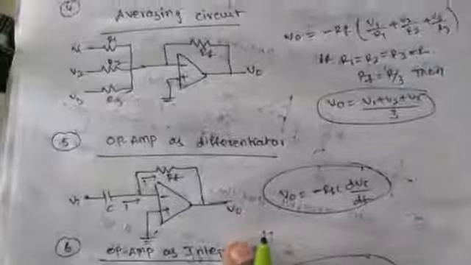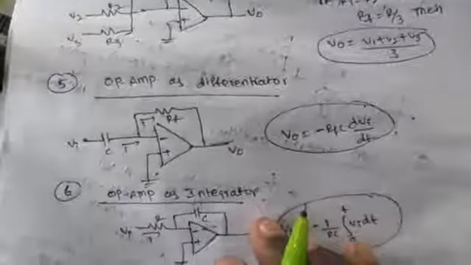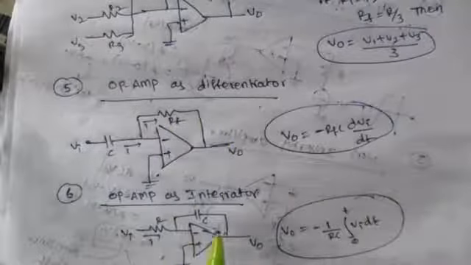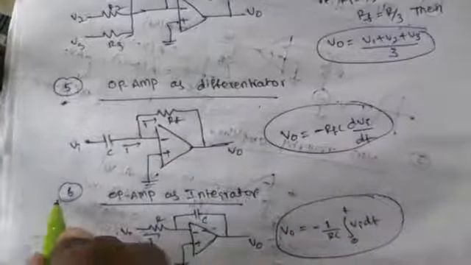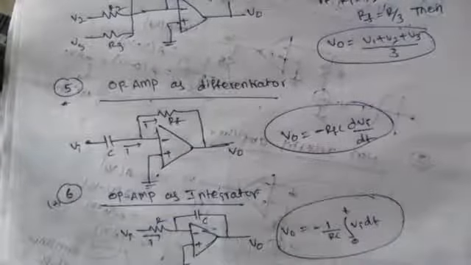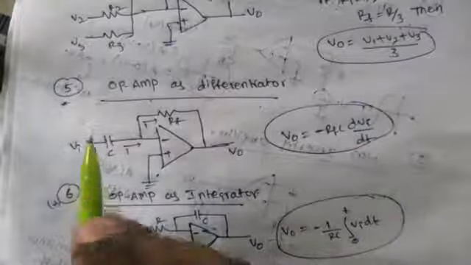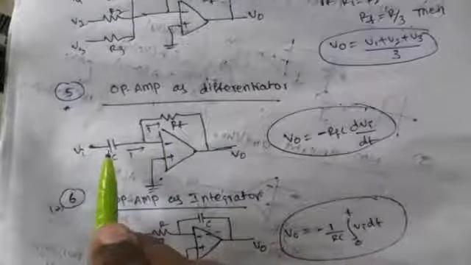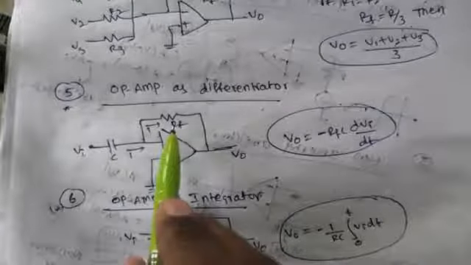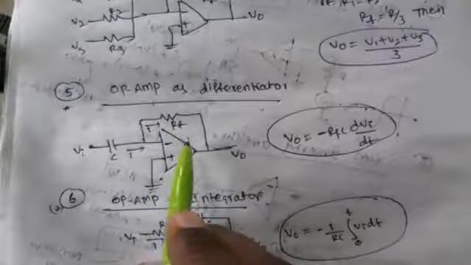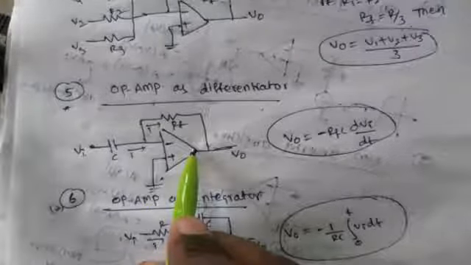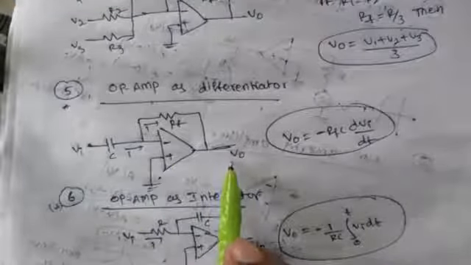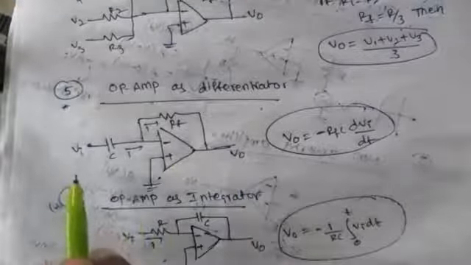And the most important applications are the operational amplifier as a differentiator and the operational amplifier as an integrator. These 2 points are very important and frequently repeated questions. Here, the capacitor is on the input side and the resistor is in the feedback path. Then it belongs to the differentiator. What is the differentiator? It means the output is nothing but the differential of the input signal.